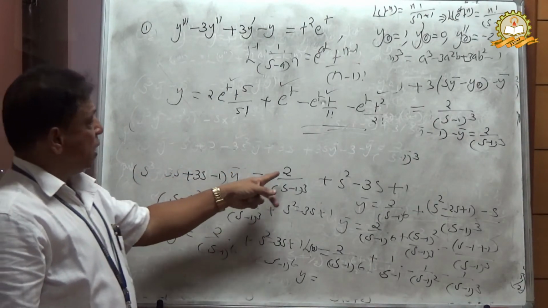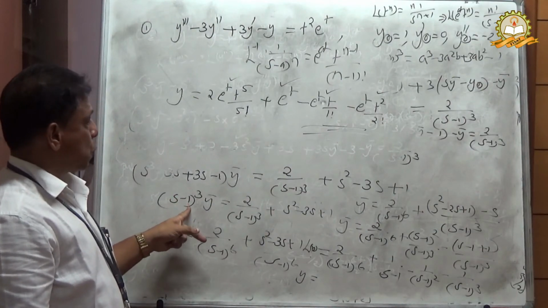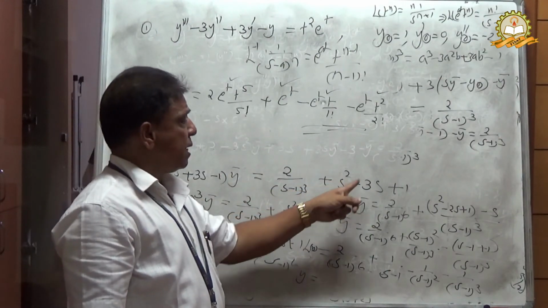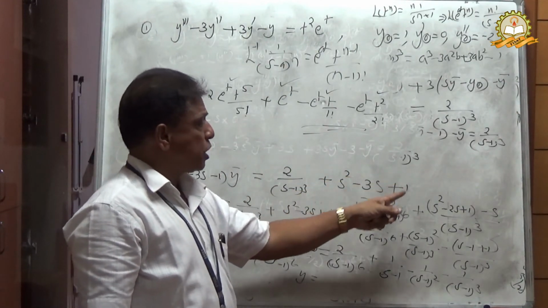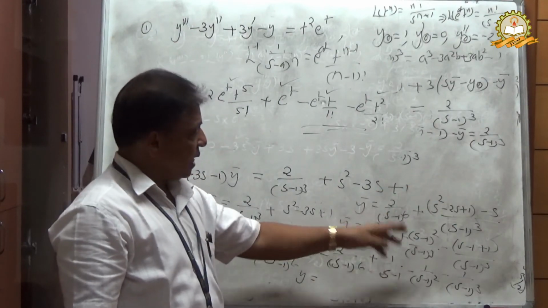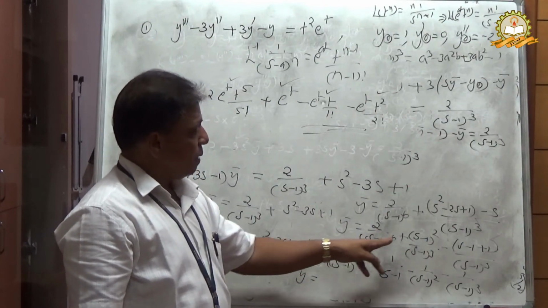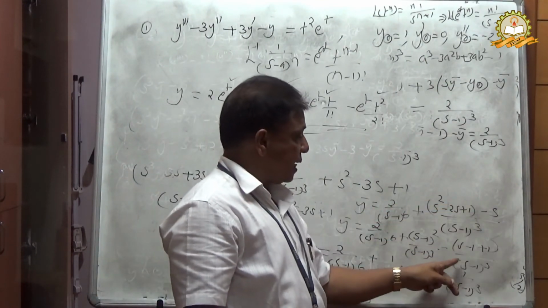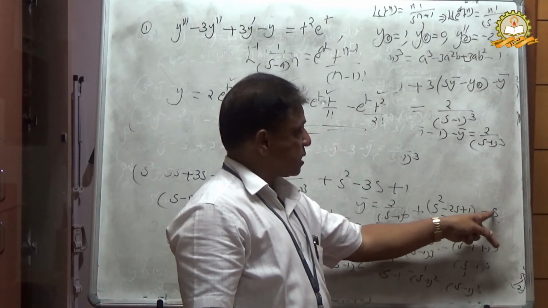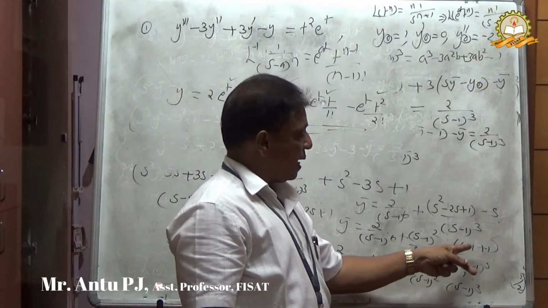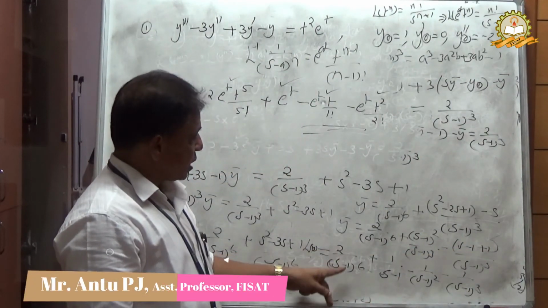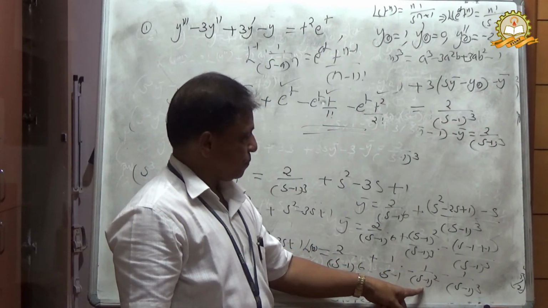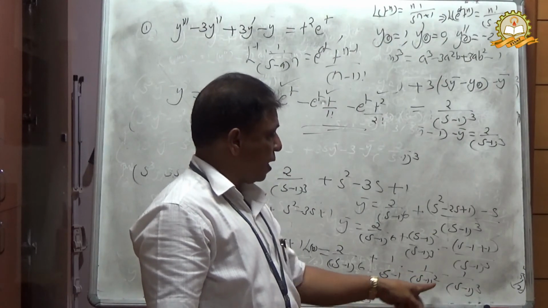Here, 2 by s minus 1 whole cube. This is s minus 1 whole cube, which we convert into s minus 1 whole raised to 6. And the second term, s square minus 3s plus 1, can be taken as s square minus 2s plus 1, then minus s. Then rearranging: 2 by s minus 1 whole raised to 6 plus s minus 1 whole square by s minus 1 whole cube minus s, where s can be taken as s minus 1 plus 1, adding and subtracting 1. Then 2 by s minus 1 whole raised to 6 plus 1 by s minus 1 minus 1 by s minus 1 whole square minus 1 by s minus 1 whole cube.